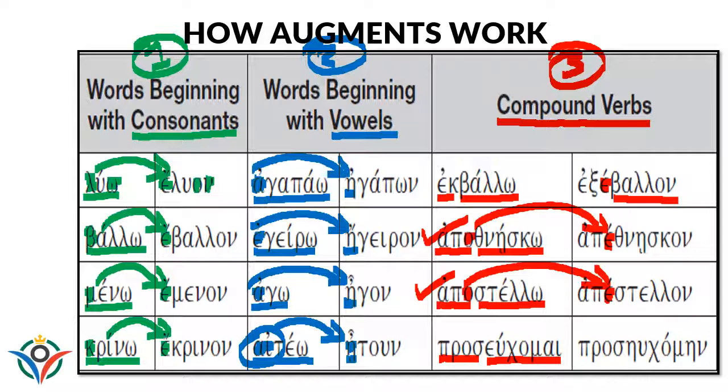And then the last example, proseuchomai: you see there that the epsilon upsilon lengthens to an eta upsilon. So proseuchomai becomes prosevchomen.